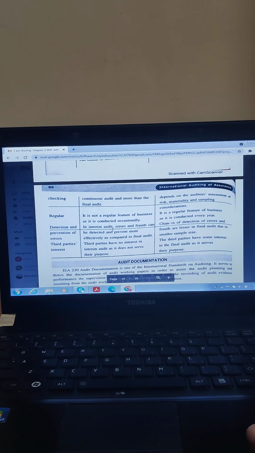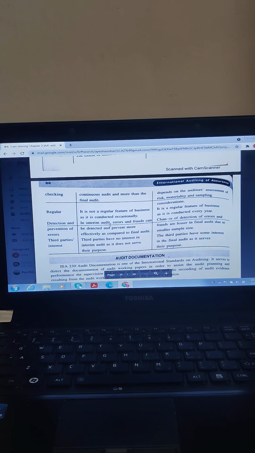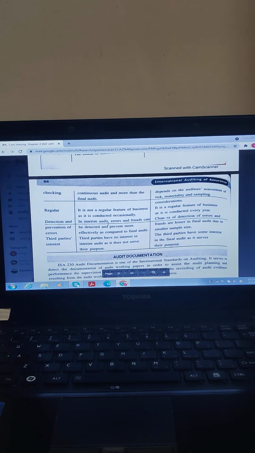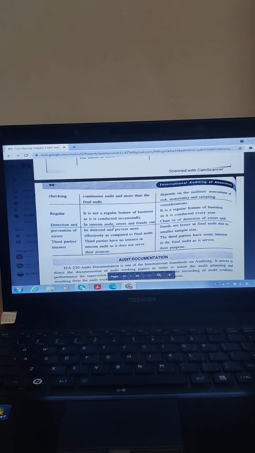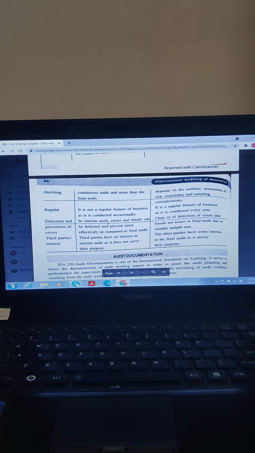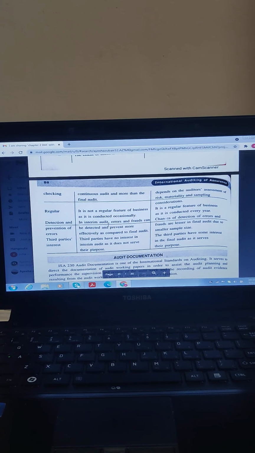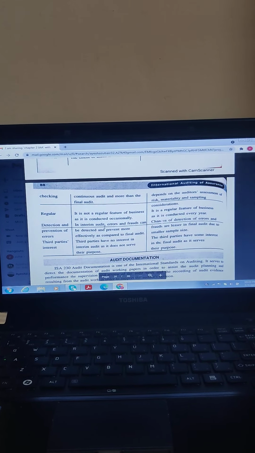Next is regularity and detection. Interim audit is a regular feature of business and is conducted occasionally, so it will help you in detecting frauds, errors, etc. But your final audit is conducted once in every year, so detection of fraud and error might be less when compared to the interim audit.